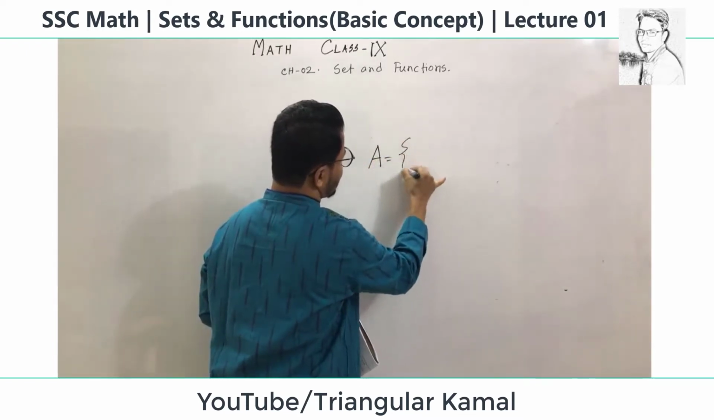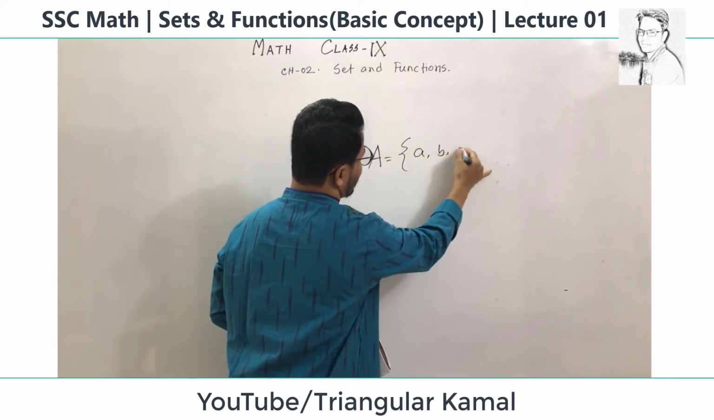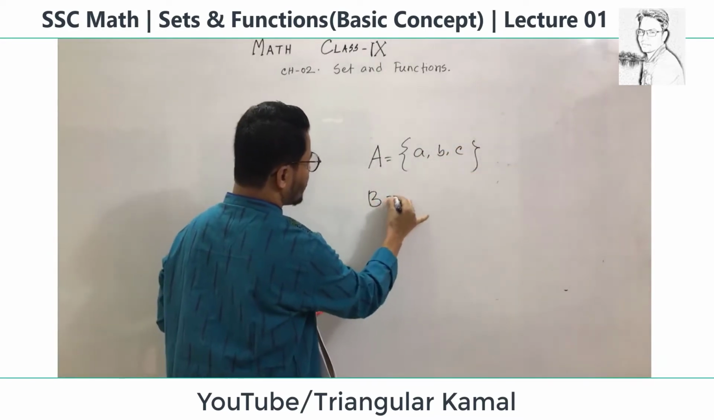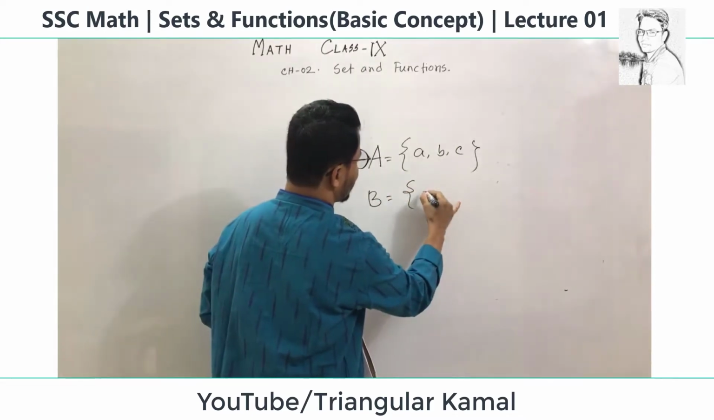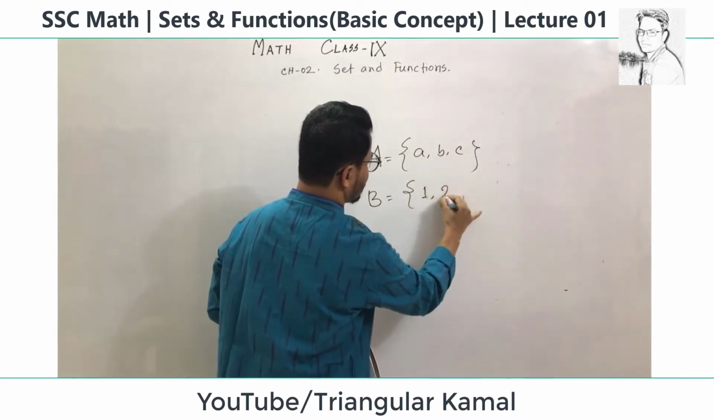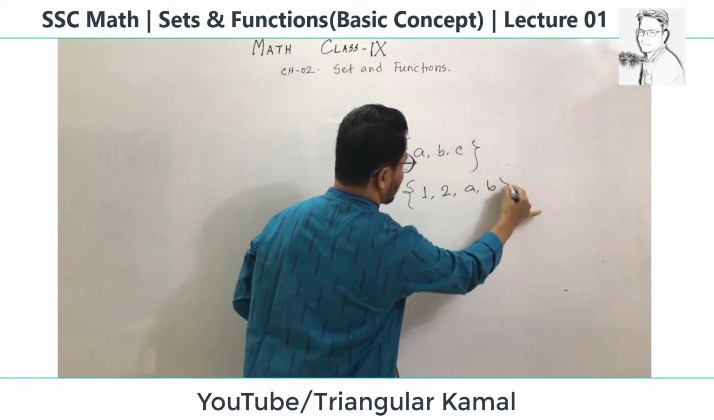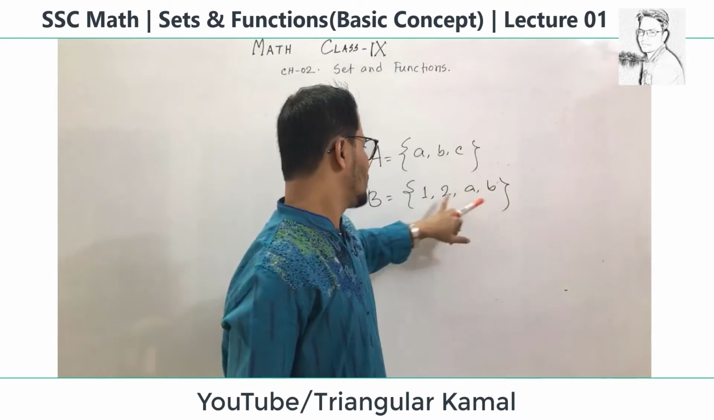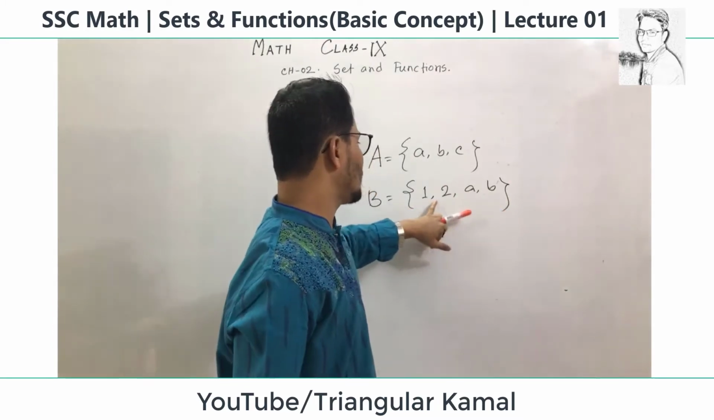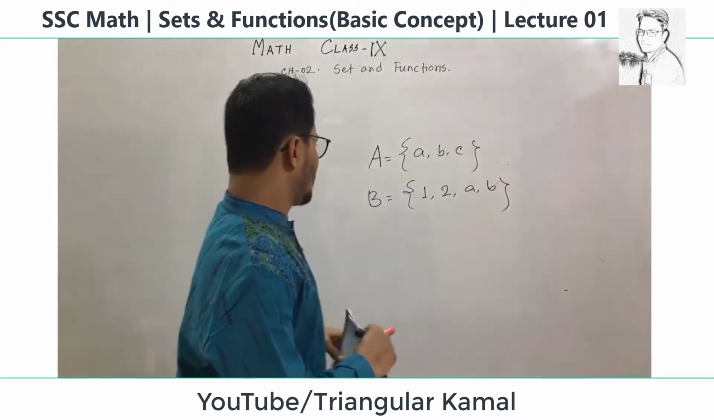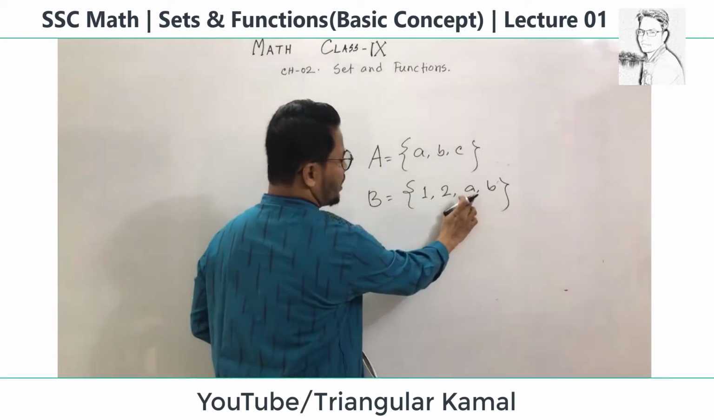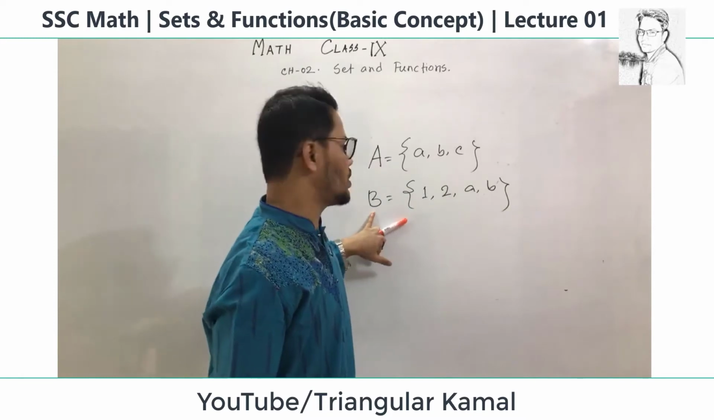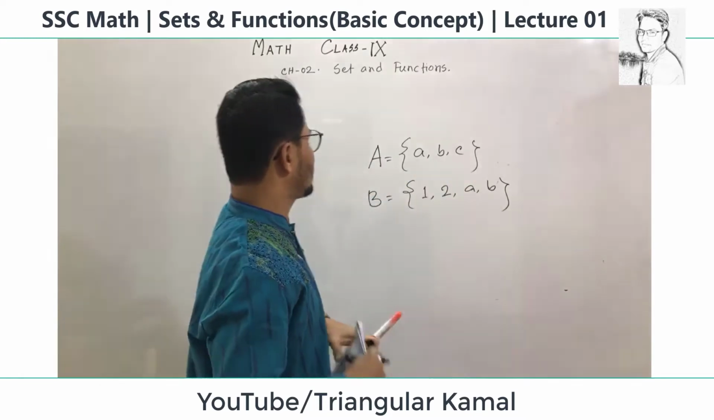whose elements are a, b, and c. Sometimes elements of the set may be letters and numbers, like a, 2, a and b. So here in the set B we see the elements of the set are numbers and letters. But we should write elements as small letters, not capital letters. But the numbers are almost the same.